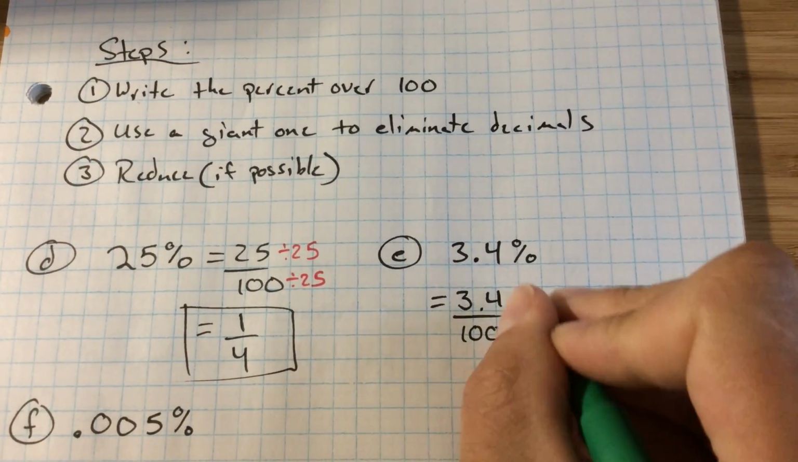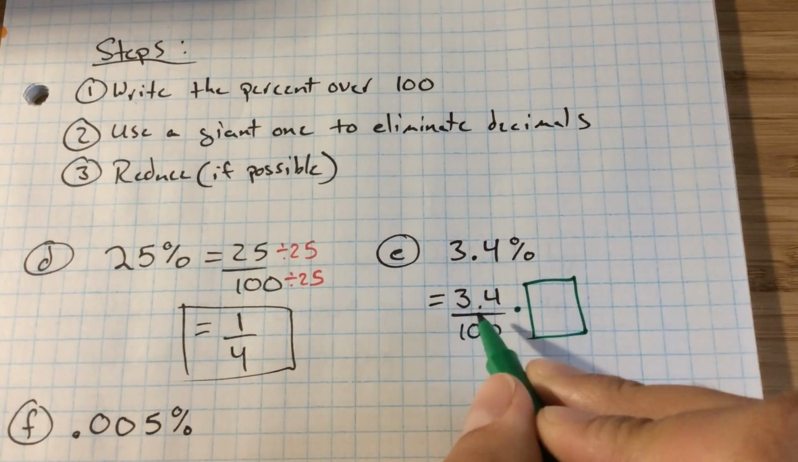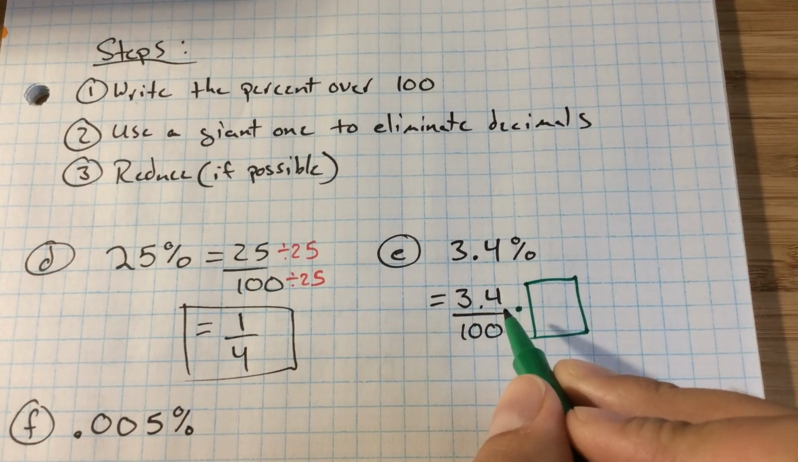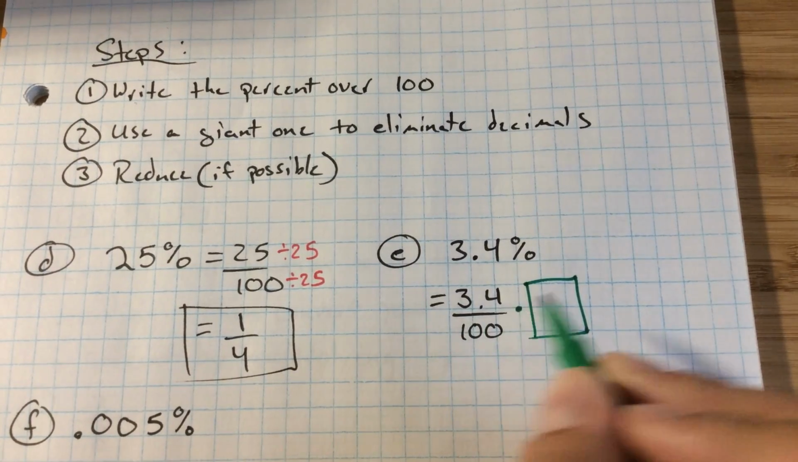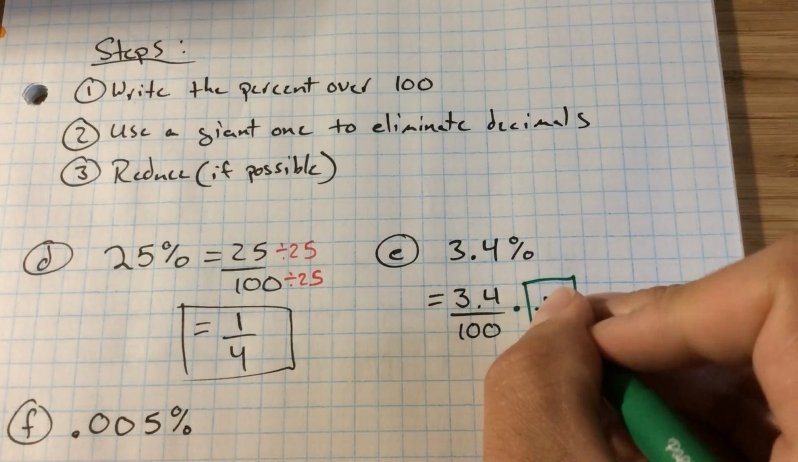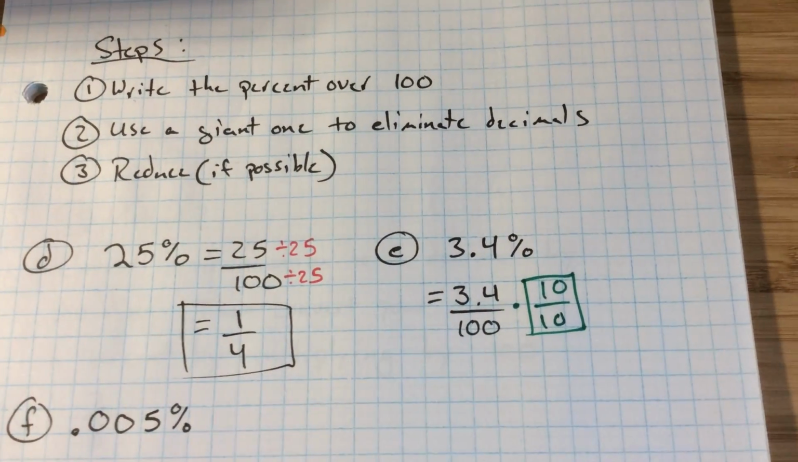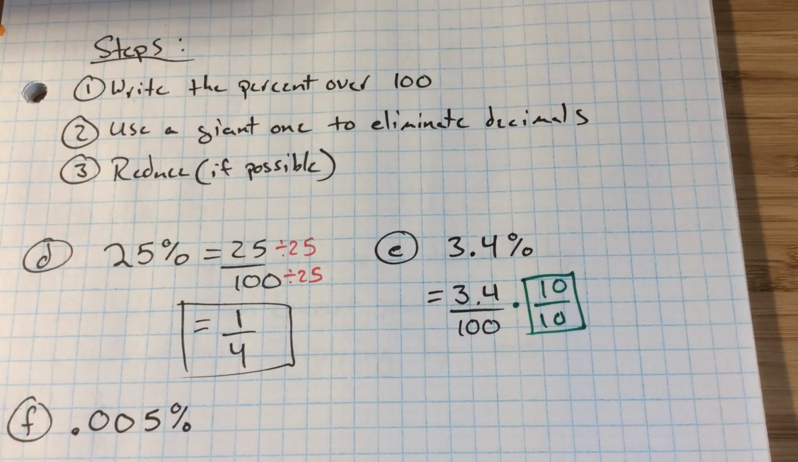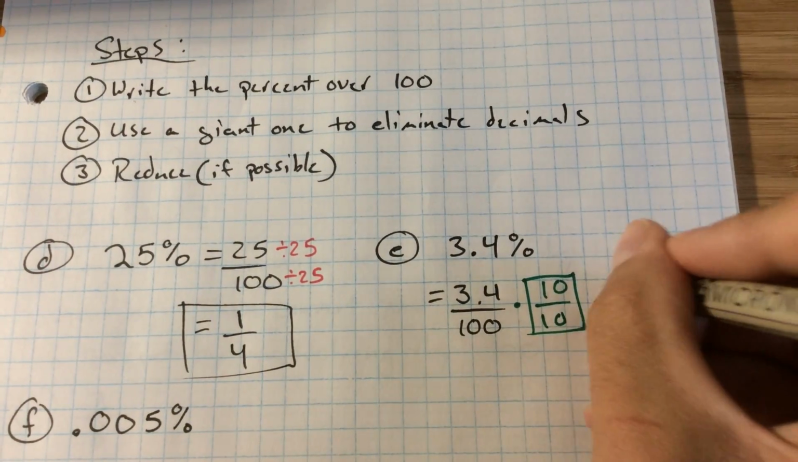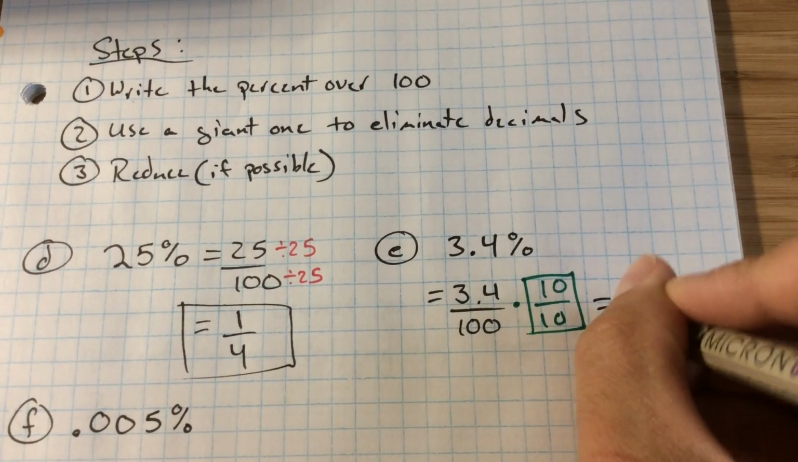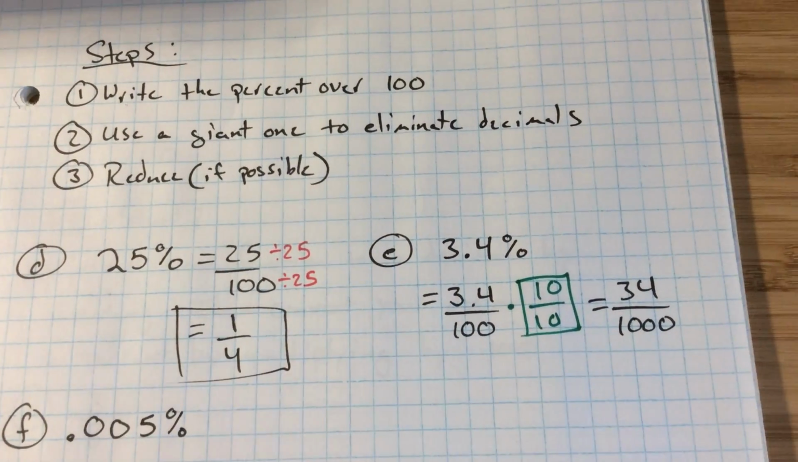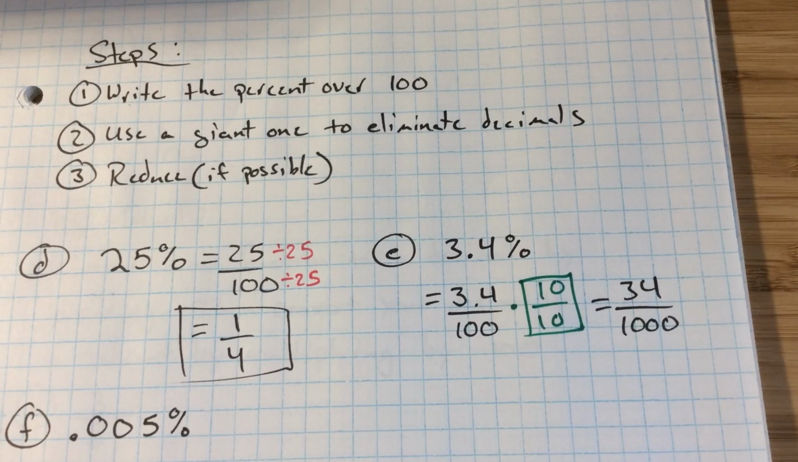And what giant 1 am I going to multiply? Well, I want to move the decimal 1 spot over. So think for a second, how do I move a decimal point 1 spot over? What do I multiply by? Hopefully you're yelling at your computer right now. 10. So I'm going to multiply top and bottom by 10. That'll move the decimal over 1 spot. And that'll give me 34 over 1,000. Make sure you multiply both of them there. Now that's a fraction that's equivalent to 3.4%.